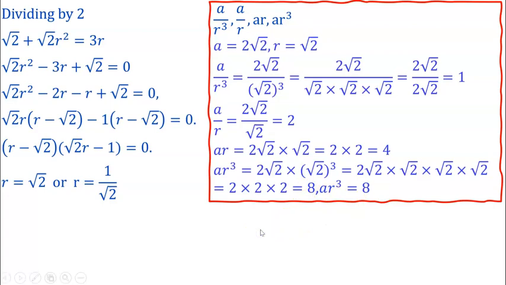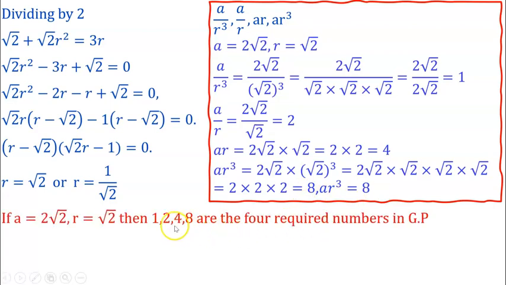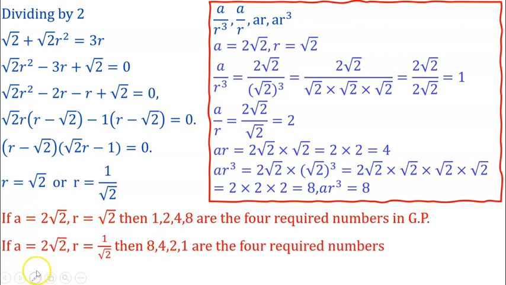Hence the numbers 1, 2, 4, 8 are the 4 required numbers in GP if a equals 2 root 2 and r equals root 2. If a equals 2 root 2 and r equals 1 by root 2, then the numbers are like this: 8, 4, 2, 1. After simplification, you will get the numbers like this as the 4 required numbers in GP. Okay, now next example.